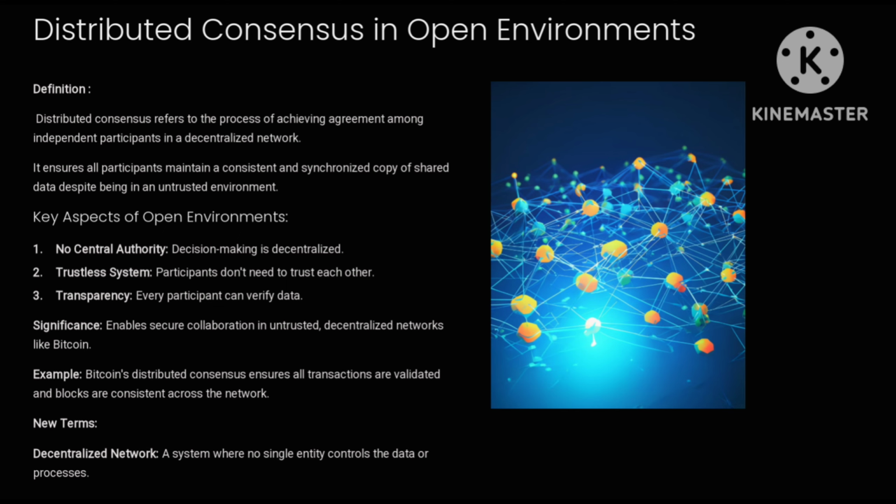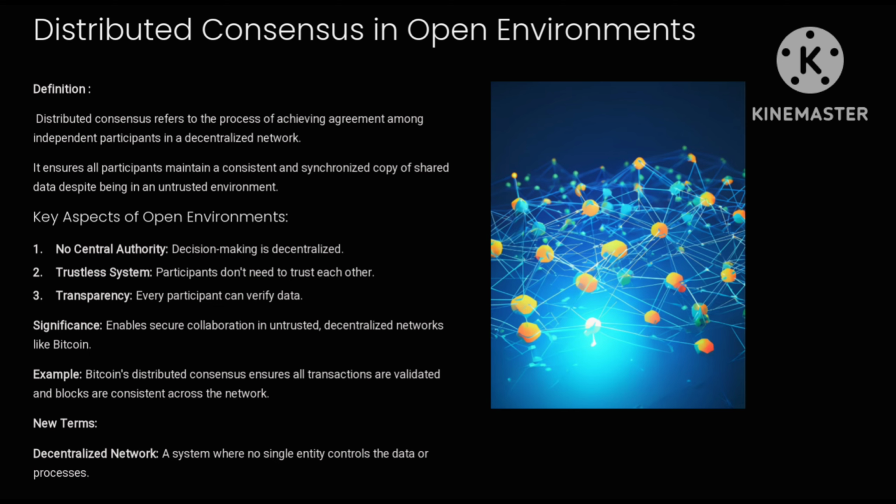2. This is particularly crucial in open environments where anyone can join the network, and there's no prior trust between participants. Key aspects. No central authority, unlike traditional systems controlled by a single entity, e.g., banks. Decentralized networks distribute control, reducing dependency on a central point. Trustless system. Since participants don't need to trust each other, the system uses algorithms and cryptography to ensure security. Transparency. Every participant can verify transactions, promoting fairness and accountability.